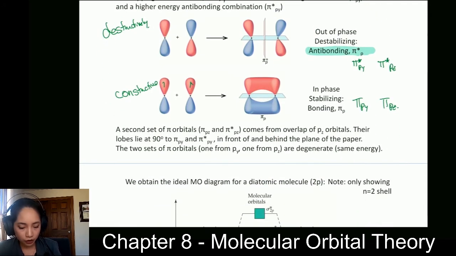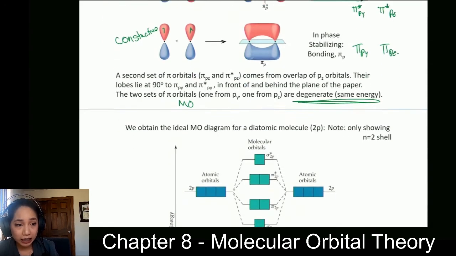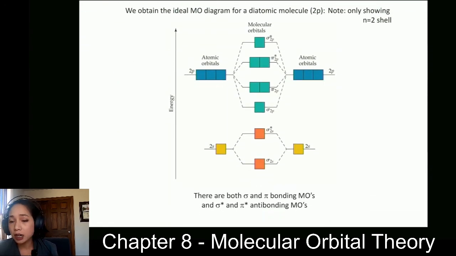Okay. And so, yeah, I have the same thing here. So the second set of pi orbitals come from pz orbitals. They lie perpendicular. And so essentially we get two sets of pi MOs, one from py, one from pz, and they are degenerate, meaning that they're the same energy. So now if we put together the MO picture, the idealized MO diagram for a diatomic molecule within the 2p block, it will look like this.